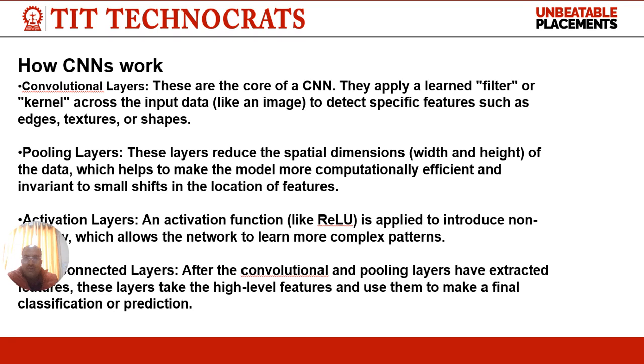So now we discuss how the CNN works. Let us understand how the CNN actually works. First, the convolutional layers are the core of the CNN. These apply learned filters or kernels across the input data, like an image, to detect specific features such as edges, textures or shapes. This is the work of the convolutional layer.